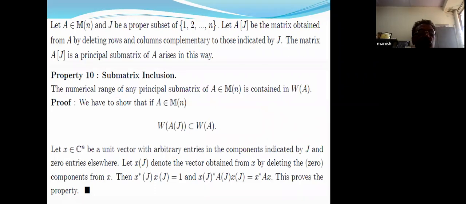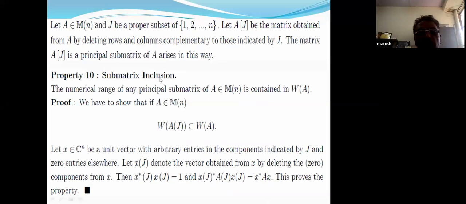Now, this submatrix inclusion property we are also going to use in some theorems. Let A belong to Mn, a square matrix, and let J be any proper subset of the index set 1, 2, up to n. Then A_J denotes the principal submatrix whose entries are in the rows indicated by J and also in the columns indicated by J. Then A_J is a principal submatrix of A, and every principal submatrix of A can be written in this form.